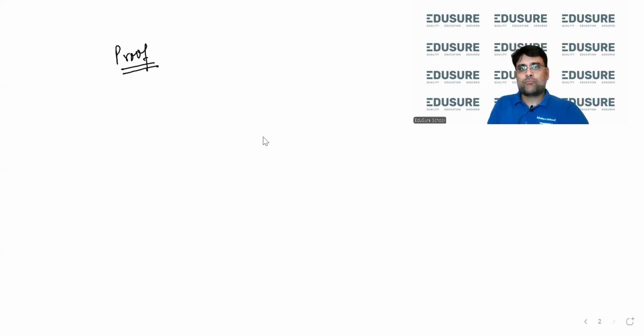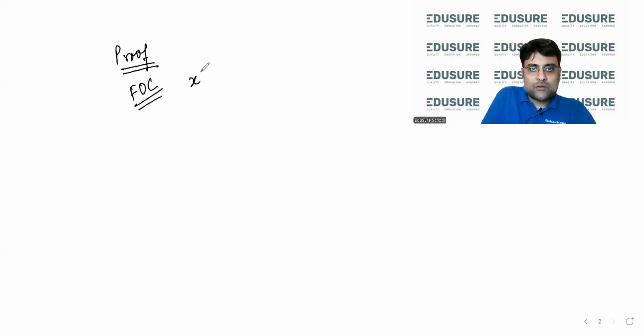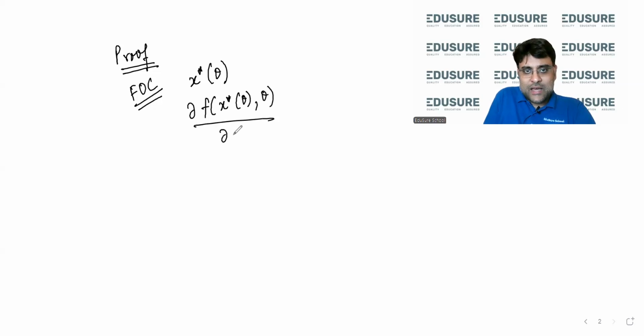Proof. So we know that if we want to maximize f with respect to x, the first order condition in order to find out the maximum value x star dependent on theta will be del f del x. Here I can say that at x star theta, del f del x is equal to 0. That's the first order condition that we already know.